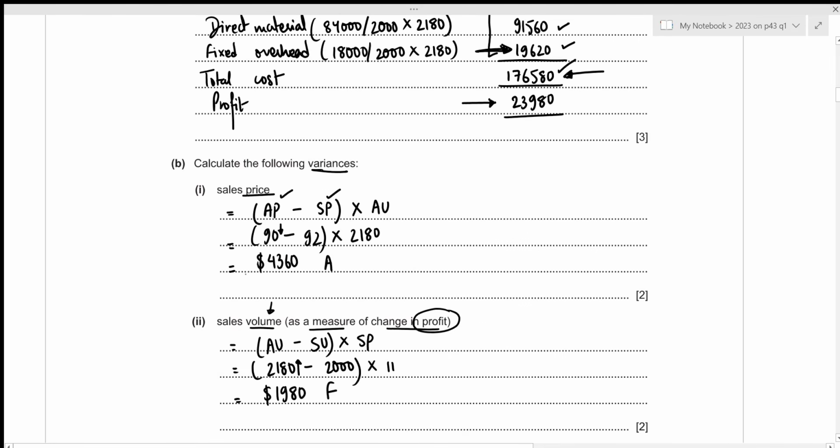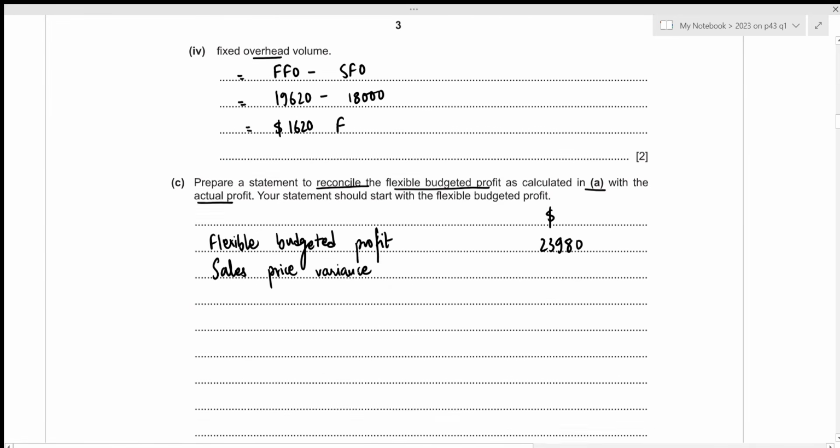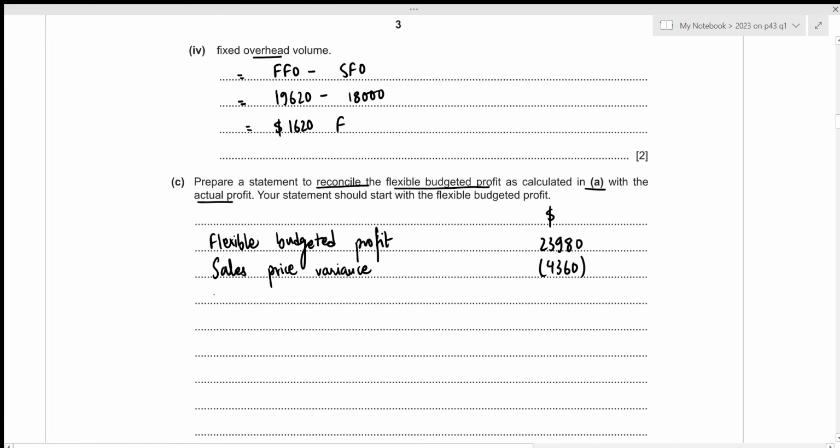That's already calculated right here. So that's 4,360, and this was of adverse, which means that we need to subtract it. So 4,360 will be subtracted. Now let's move towards the direct labor variance.